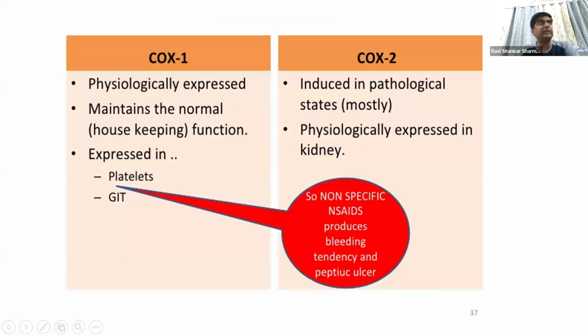So differentiating COX-1 and COX-2: COX-1 is physiologically expressed, especially in the GIT and the platelets, while COX-2 is induced in pathological conditions, especially inflammation. Okay. So COX-1 is responsible for housekeeping functions like GI acid secretion and coagulation, while COX-2 is also expressed in the kidney. So non-specific NSAIDs like aspirin produce bleeding and a tendency to peptic ulcer because they inhibit these things. Okay.